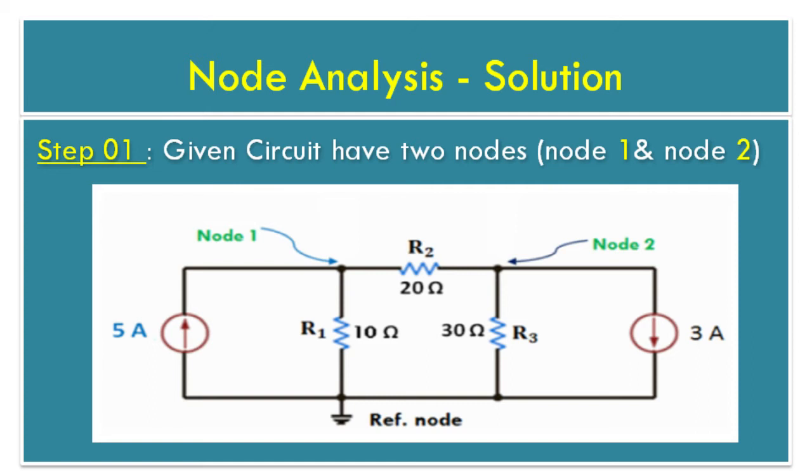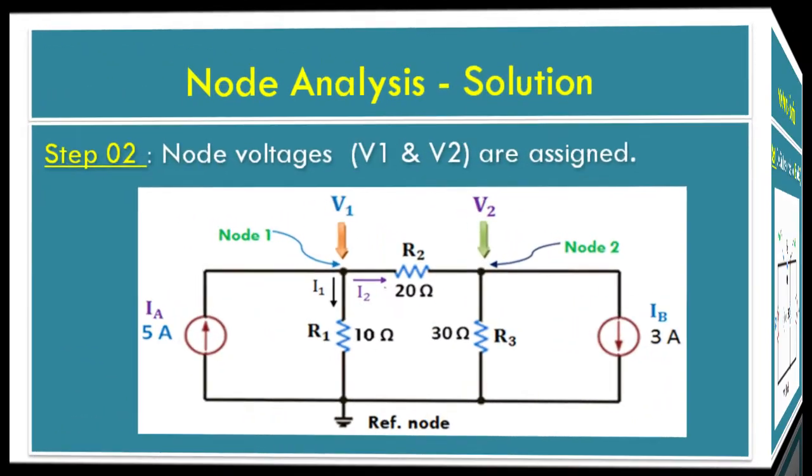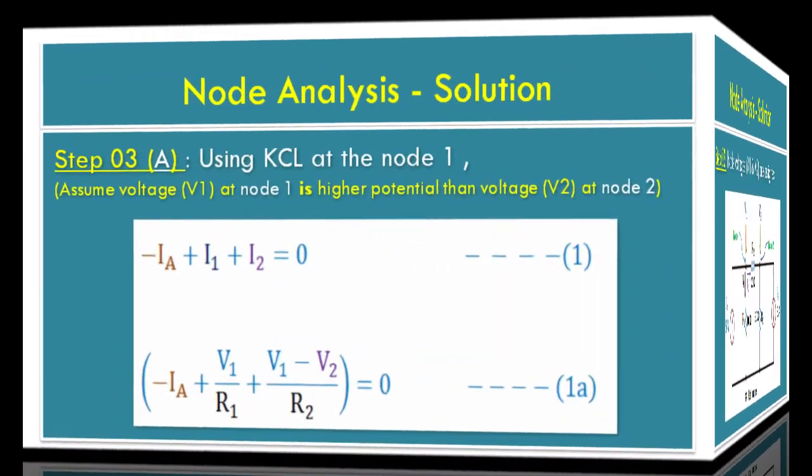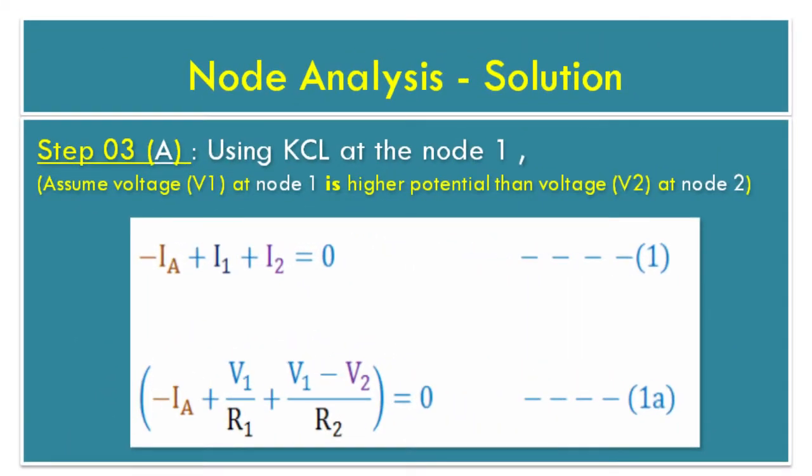We have just seen the formation of node 1 and node 2 in the given circuit. Procedure step 2. We assigned voltage V1 at node 1 and voltage V2 at node 2, and also marked currents I1 and I2 which are leaving from node 1 through resistors R1 and R2 respectively.